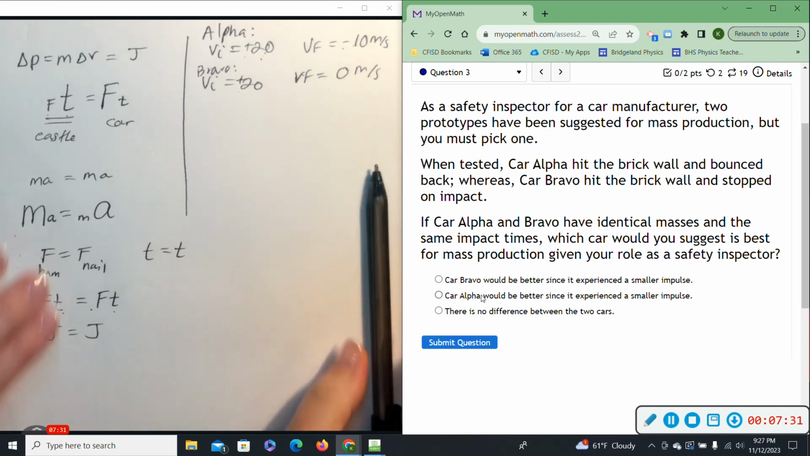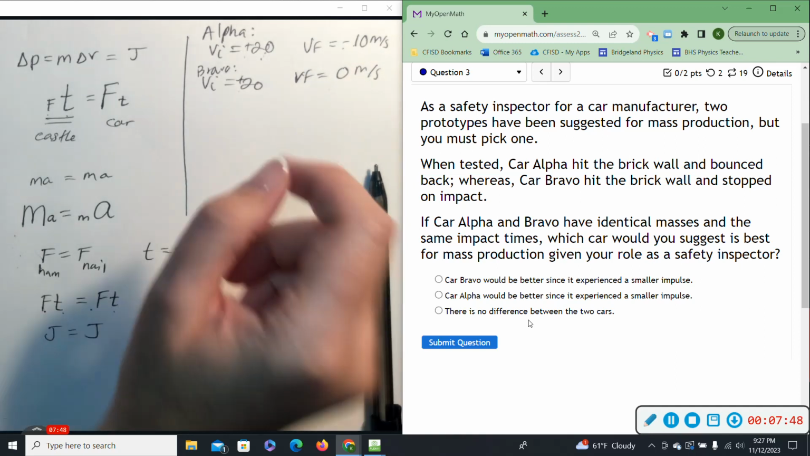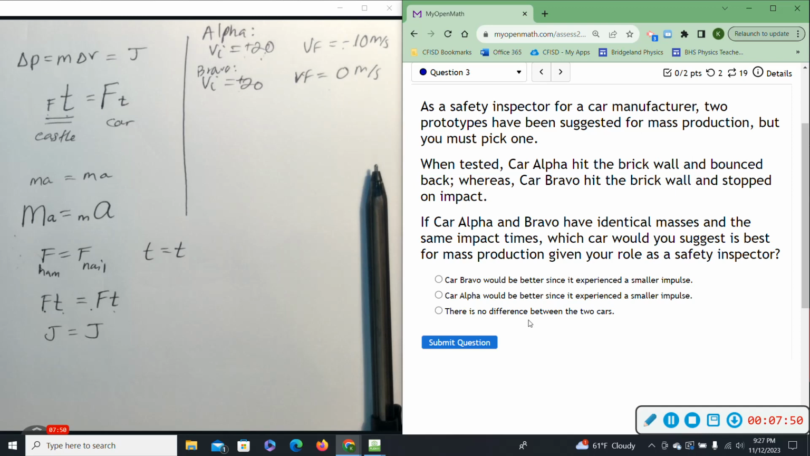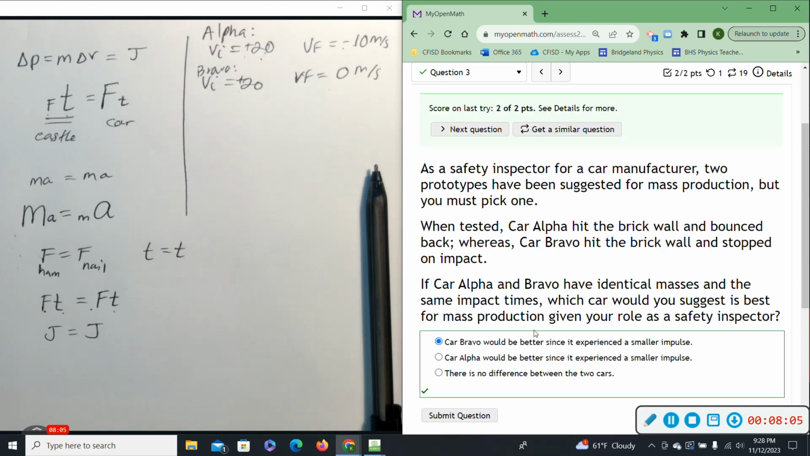Bouncing is a bad thing when it comes to safety. We talked about it with paintballs and water balloons. You don't want it to bounce off of you. And so if you're the safety inspector, you would want to choose the one that didn't bounce. The reason you want that is because it's going to have a smaller impulse. It's going to have smaller force because you have a smaller change in velocity for the one that stops rather than bounces. And so Alpha bounced back, so it has a larger impulse, and so you would rather choose Bravo because it experienced a smaller impulse.